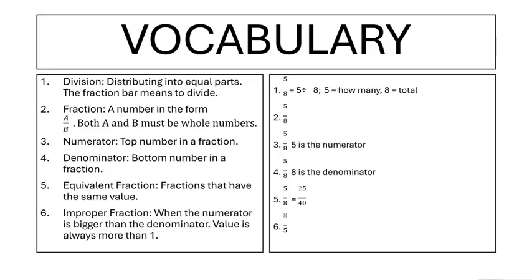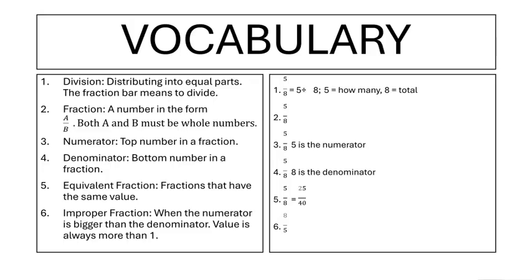Number 1 says division, distributing into equal parts. The fraction bar means to divide. Number 2 says fraction, a number in the form A over B. Both A and B must be whole numbers. This means that a fraction is part of a whole and can be any 2 numbers, one on top and one on bottom, as long as both numbers are whole numbers, so no decimals. Number 3 says numerator, top number in a fraction.